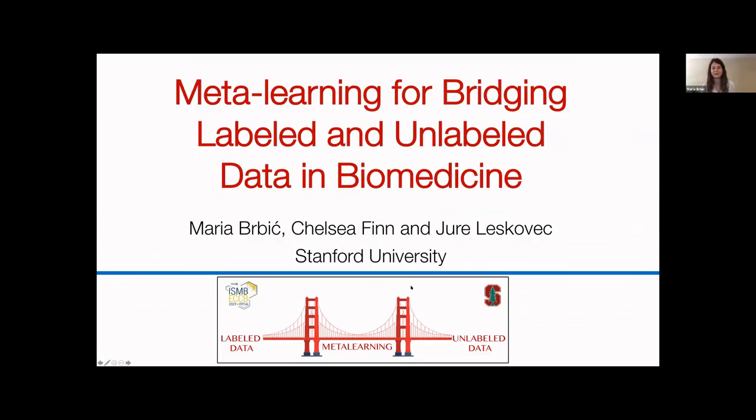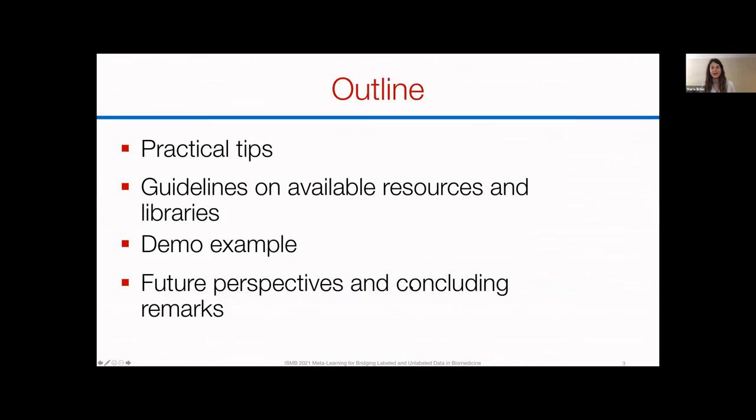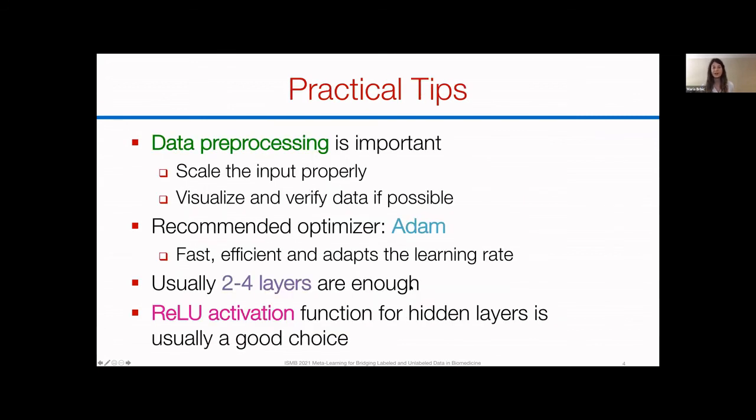So in the remaining time of the tutorial, we will provide useful practical advice for training the models, give guidelines on available resources and libraries, and outline future directions for applying meta-learning models in biology and biomedicine. We also prepared a demo example of applying prototypical networks for cross-tissue cell type annotation that can help you get started easily. So let's first start with some practical tips for training the models.